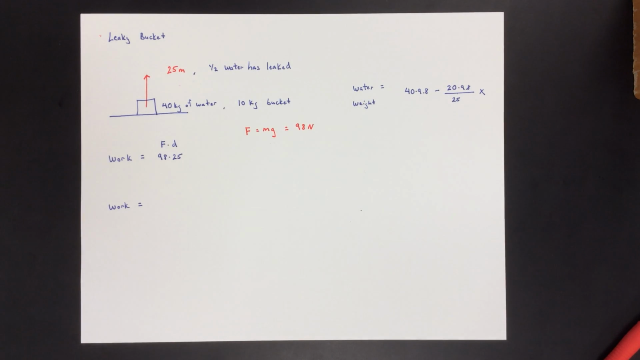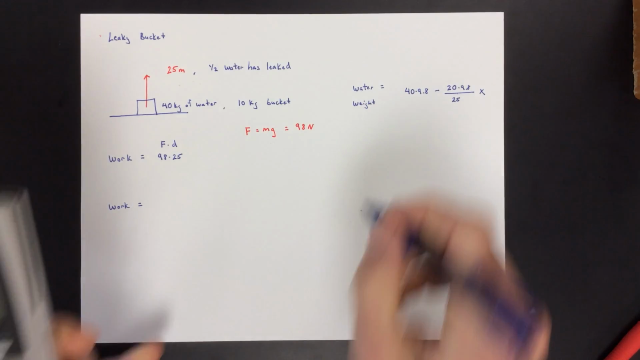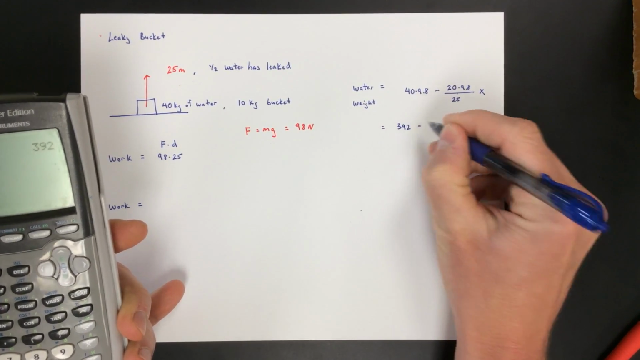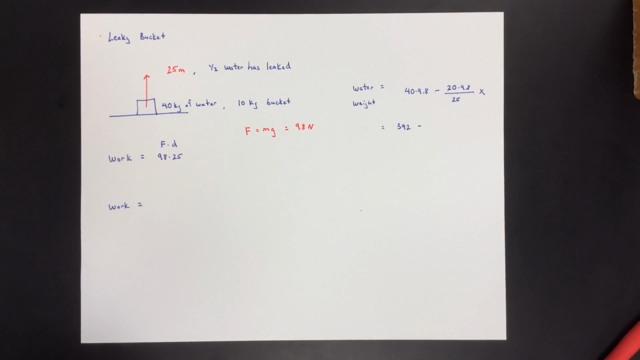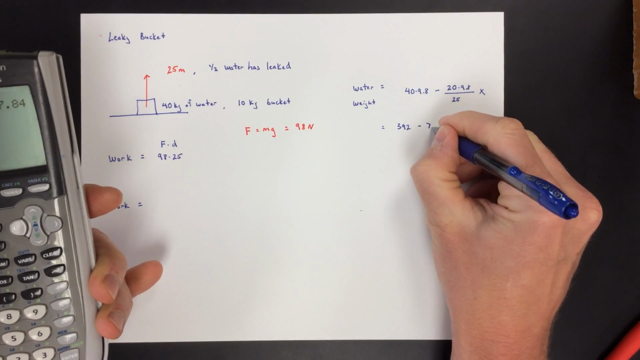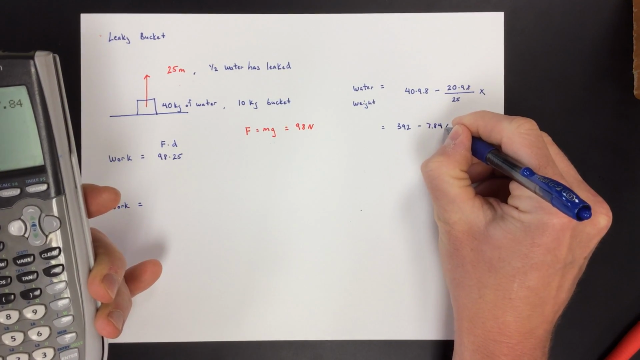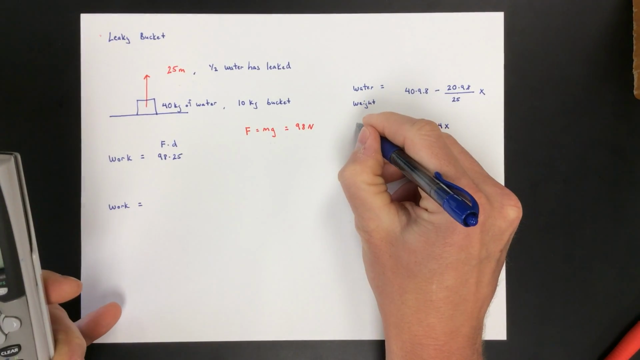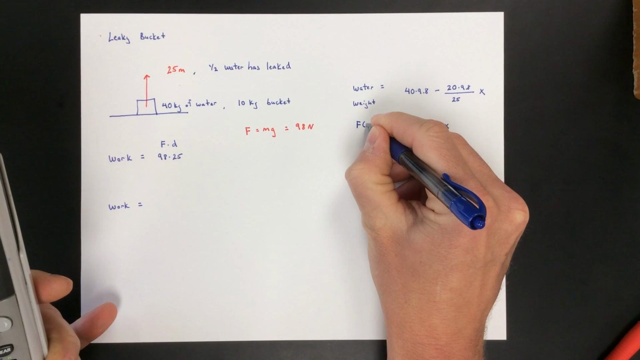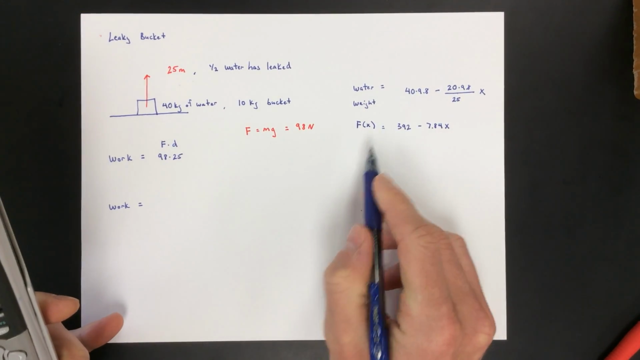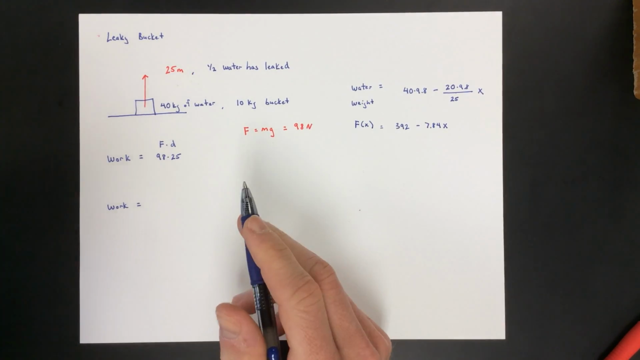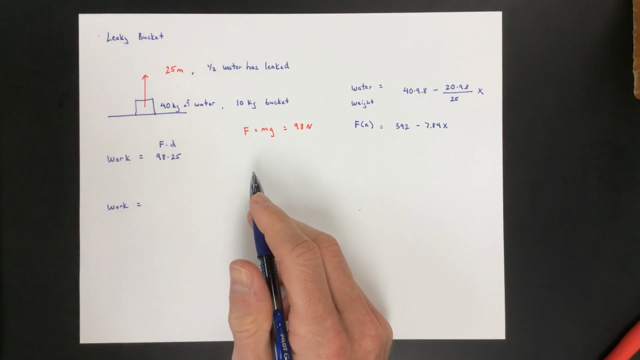So let's take 40 times 9.8, and that's 392 newtons minus, and if we take 20 times 9.8 divided by 25, we're losing 7.84 newtons per meter. Again, this is the force of gravity, the water's weight as a function of x. And again, you have to be able to figure out f of x. If you figure out f of x, then you're good.